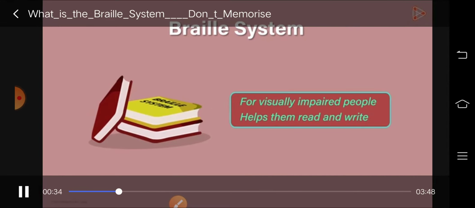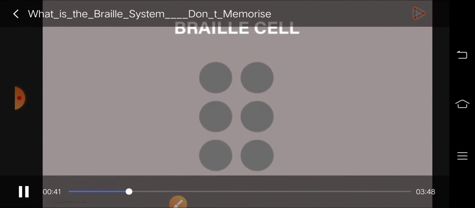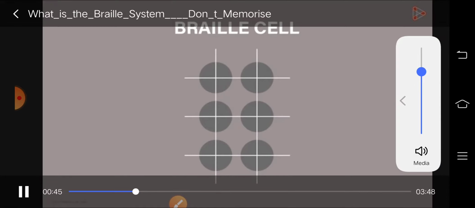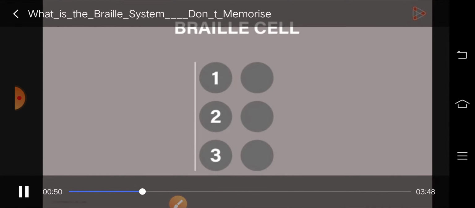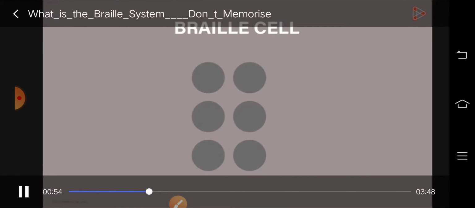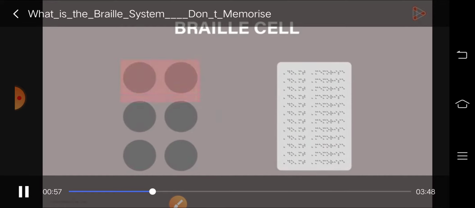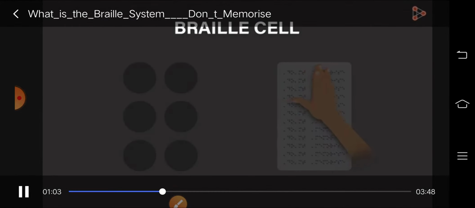Let us study more about the system. The basic structure of the system starts with the Braille cell. As you can see, it's a cell with 6 dots arranged in 3 rows and 2 columns. These dots are numbered 1, 2, 3 from top to bottom on the left and 4, 5, 6 from top to bottom on the right. Now on a piece of paper, some or all of these dots are slightly raised above their position. This is for the visually handicapped people to feel these dots using their sense of touch.